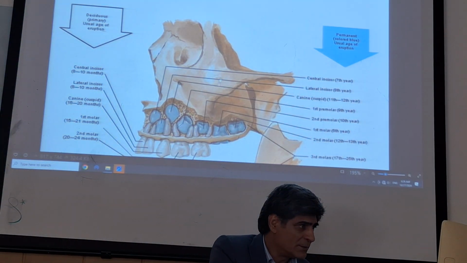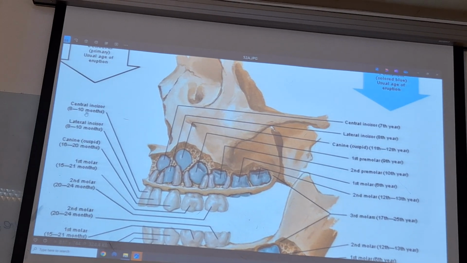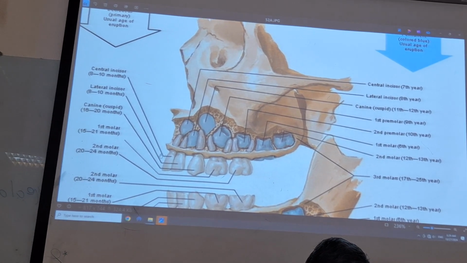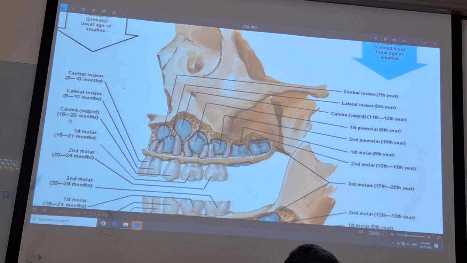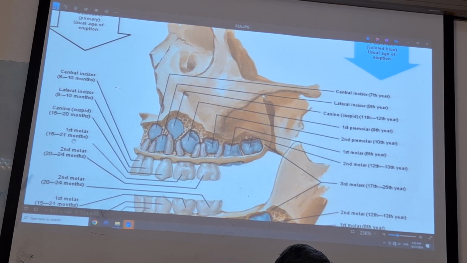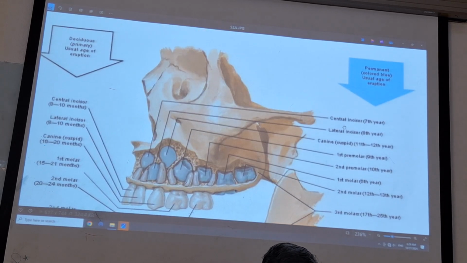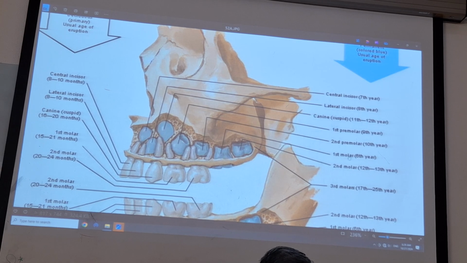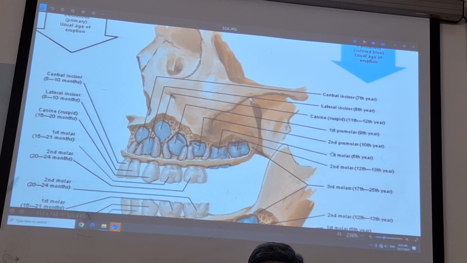Eruption of the deciduous teeth: central incisor, 8 to 10 months. Lateral incisor, 8 to 10 months. The same for the canine, 16 to 20 months, 14 to 21. Okay, no problem. And this part, permanent, very, very important: the permanent first molar, because its eruption is at 6 years.